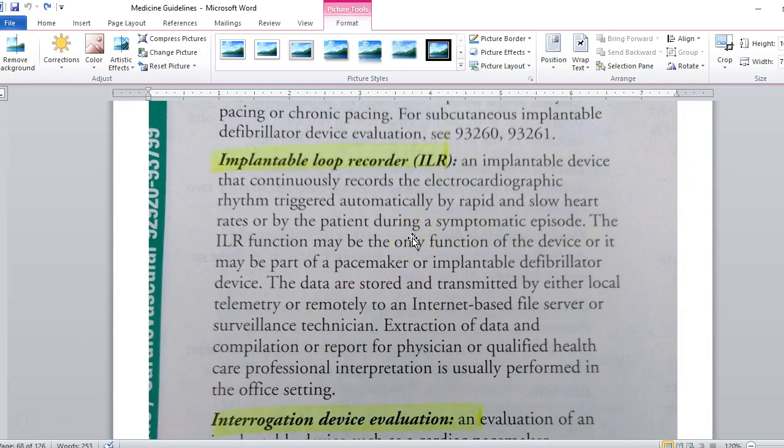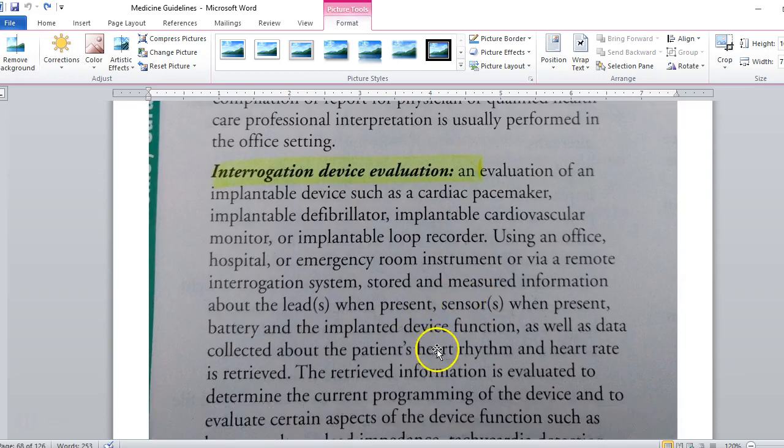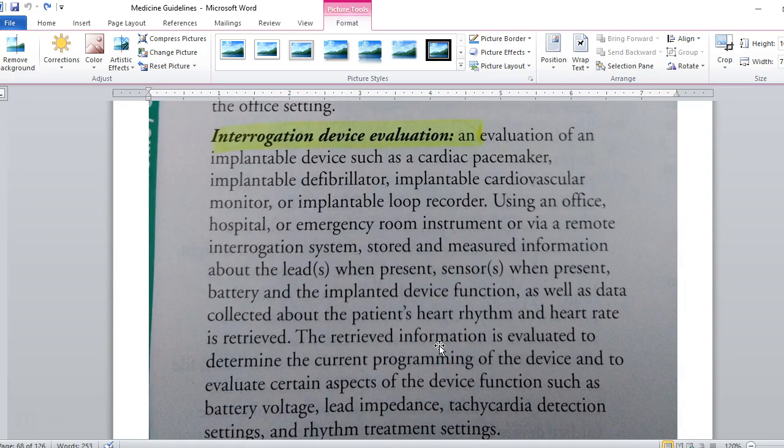The implantable loop recorder, so again, the differences between the implantable loop recorder, the interrogation device evaluation. So again, all of this information is here. So you should read through this on your own and make sure that you understand what this equipment does. And as I said earlier, you want to make sure that you understand not only what it does, but if you're not getting exactly what it should look like or what it does, definitely search for a picture. There are pictures of all of these devices online. That is a nice, easy way for you to understand what they do.